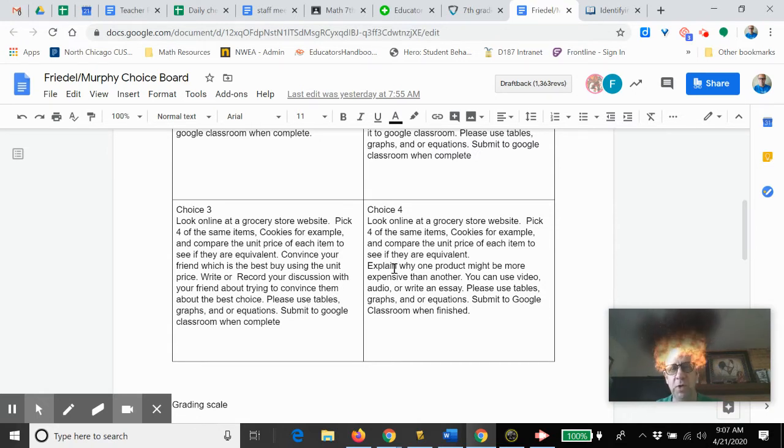The fourth one, explain why one product might be more expensive than the other. So now you're just explaining why the manufacturer made it more expensive. Again, you can record it or write it. We're not being a big deal on how you bring it in, just as long as you bring it in. But again, tables, graphs, and equations. That's the constant in all of these: you need math in there. You need tables, graphs, and equations to answer these.